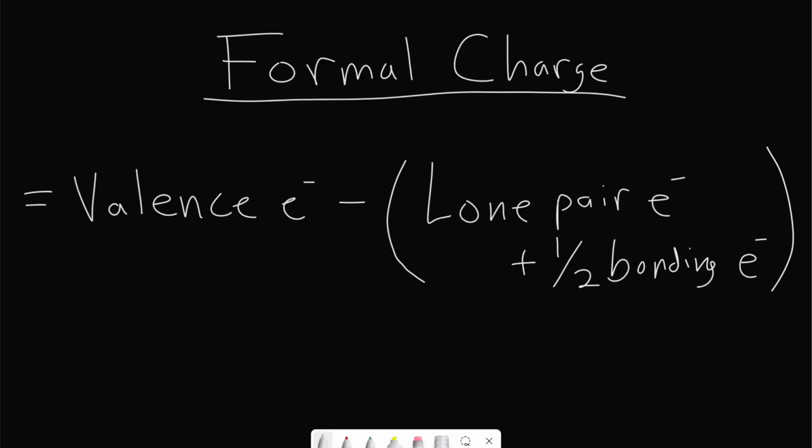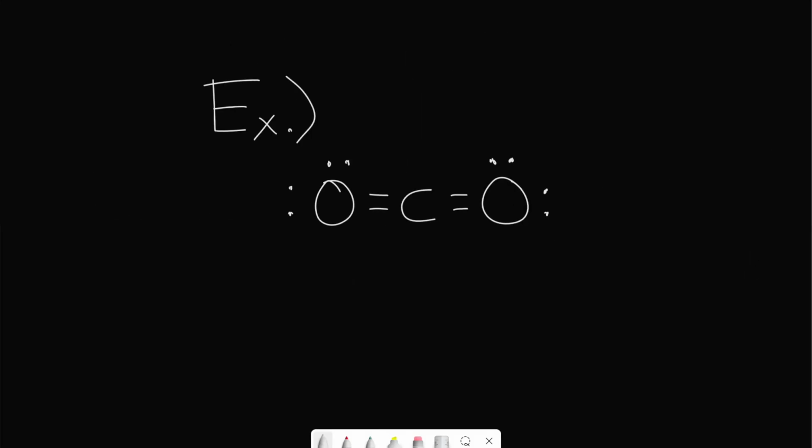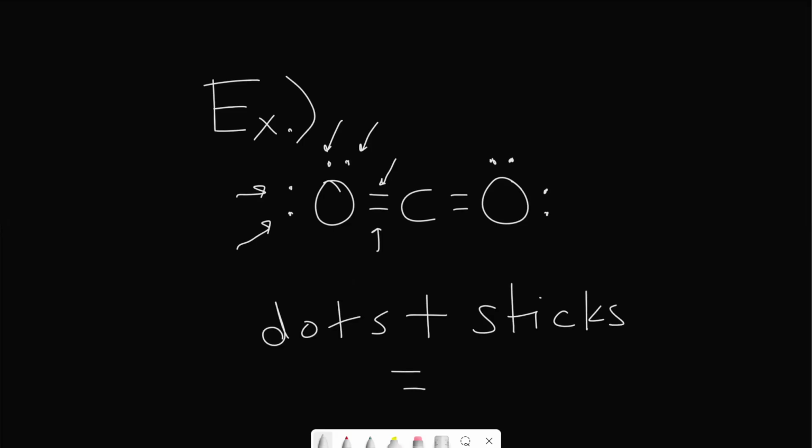For the sake of the test, doing this type of calculation mathematically is not going to be necessary because I'm going to show you a little trick that you can do visually. So if we come back to the example of carbon dioxide, how do I know that this is the most stable structure? The trick that I use to find formal charge is I count the number of dots and I add the number of sticks or lines that are surrounding a given atom, and I need the dots plus the sticks to equal the valence electrons that that atom should have.